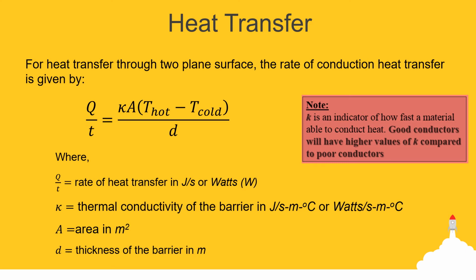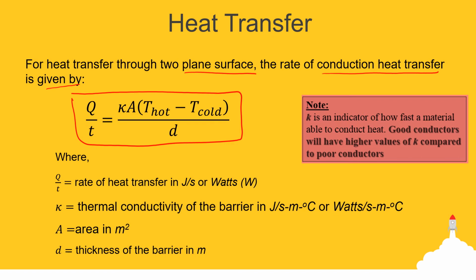Next is the equation. So this is for the heat transfer to plane surface, the rate of conduction heat transfer is given by this equation. Okay, dia adalah Q over T, K A delta T over D. So K is an indicator of how fast a material is able to conduct heat. So good conductors will have a higher value of K compared to the poor conductors. Okay, contoh kalau macam besi, dia adalah good conductor kan, so dia punya K akan lagi tinggi berbanding dengan pipe plastik. Okay, so Q over T is the rate of heat transfer.